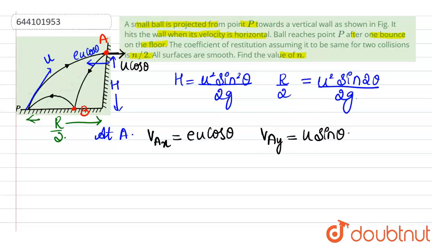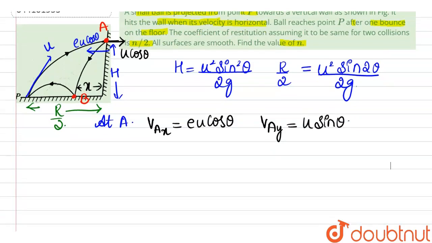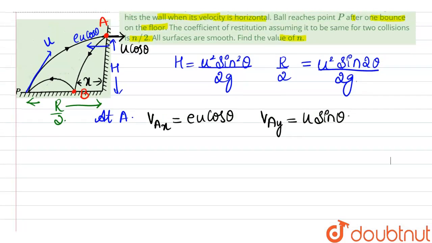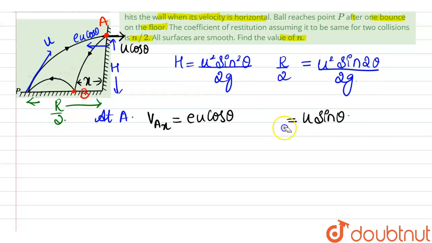So now let's say this distance is x here. We can also calculate what x is. First of all, we have to find out the time of flight from A to B. If we are trying to find the time of flight from A to B, the component of velocity at point B is completely horizontal, there is no vertical component. As it is falling down the height h, we already know it is equal to u square sine square theta divided by 2g.